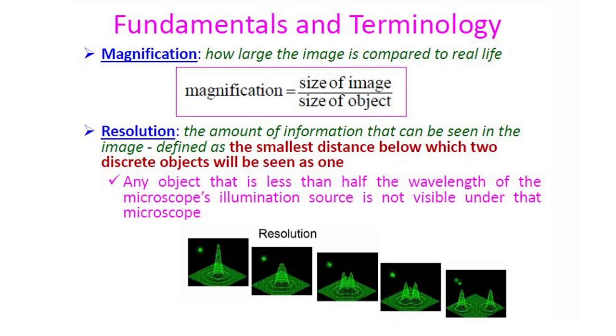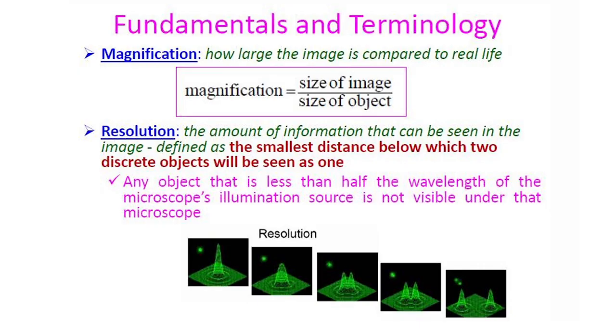Now the term that I have already used, the magnification. What is the magnification? Magnification means how much larger an image can be produced as compared to its real size or real life. So this is the ratio of the size of the image divided by the size of the object. So that is the magnification. And the next important term is the resolution.